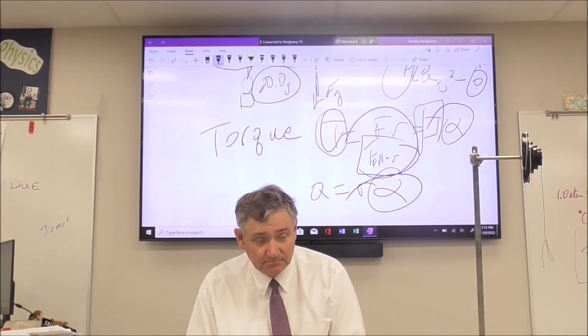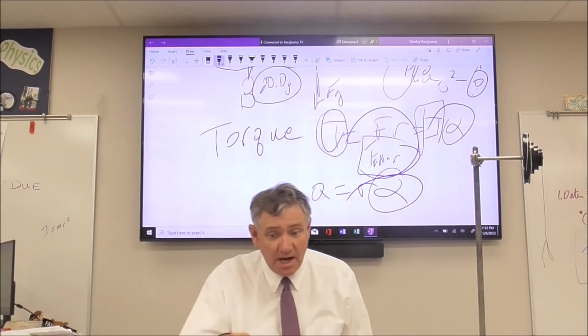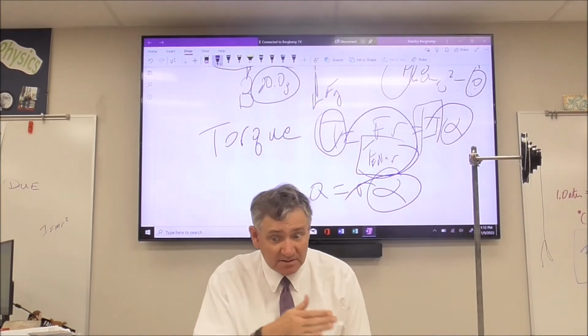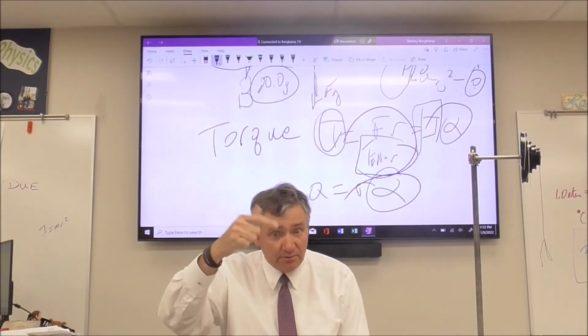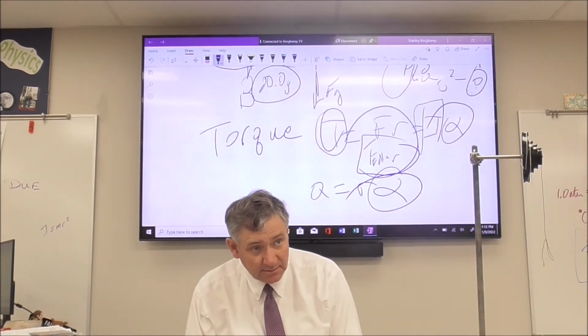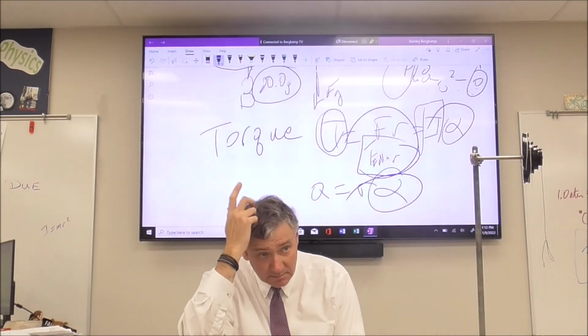But doesn't the radius affect that too? But we take that into account when we calculate that torque. Oh, okay. That's where that's balanced out. And then we also take it into account when we calculate the alpha, because we're dividing it by that radius. Okay. So we compensate for that in the calculations. Does that make sense?